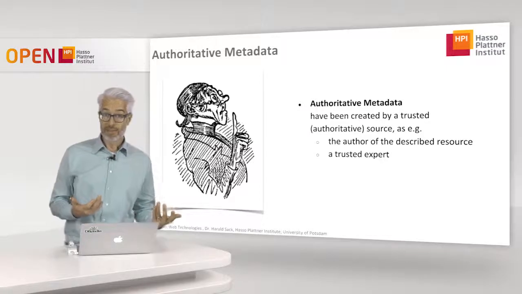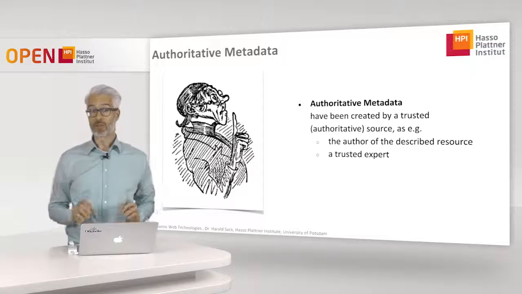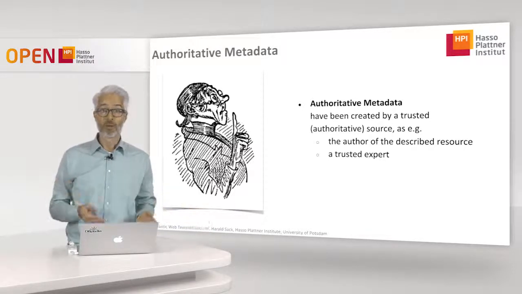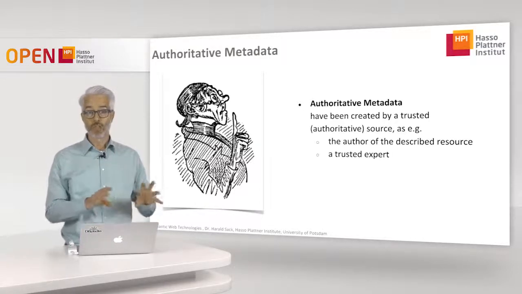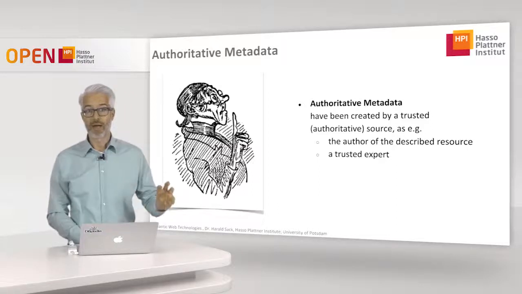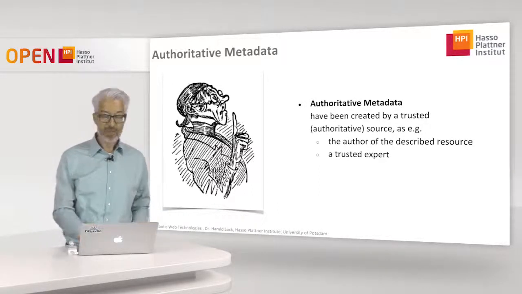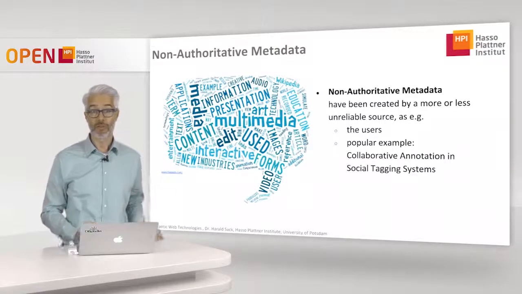On the other hand, it can also come from a trusted expert. So in the library, for example, trusted experts are librarians, of course, and they know how to describe books, how to think of keywords and stuff like that with which these books are described. So they are the metadata experts in the library. So if we have authoritative metadata, we also must have non-authoritative metadata.